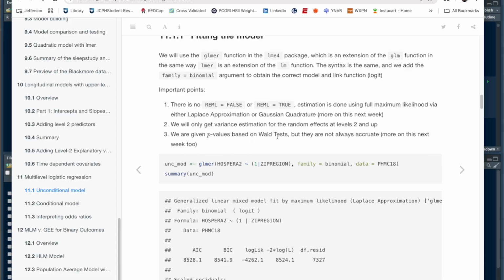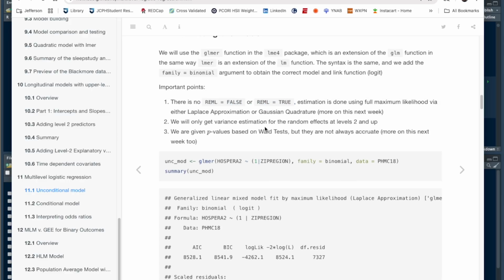GLMER is limited in the sense that with very large data sets and a large number of clusters, this function can sometimes take a long time to run. There has been a new development in the past few years, a new package, GLMMTMB, which I won't go through here, but I gave you some info about it in the overview of the project. It works exactly the same, but basically it was designed to speed things up a bit through some tricks in computational statistics. So you won't have to worry about that.